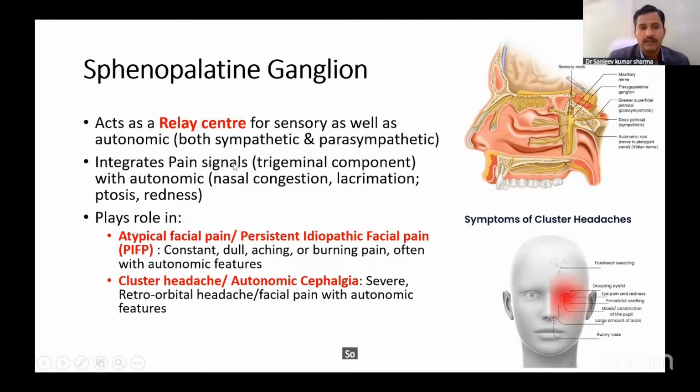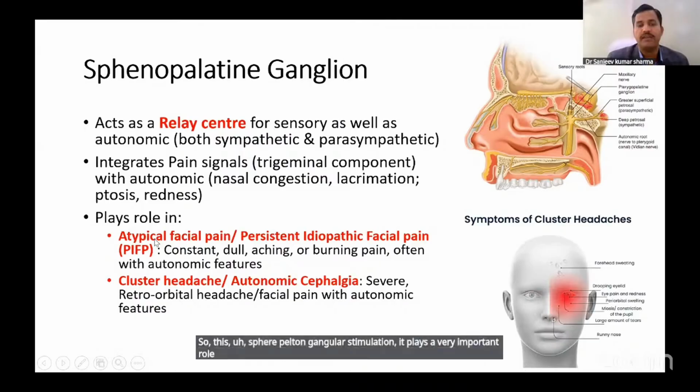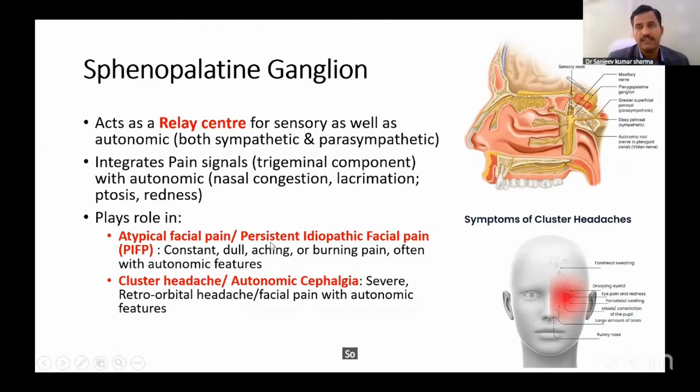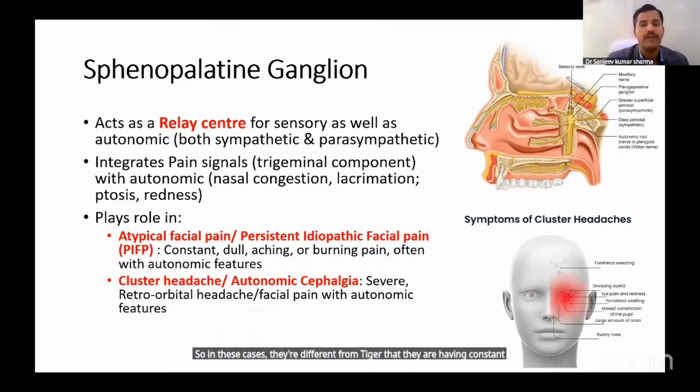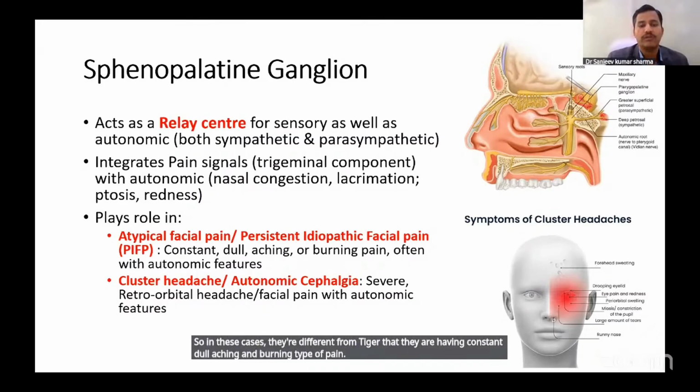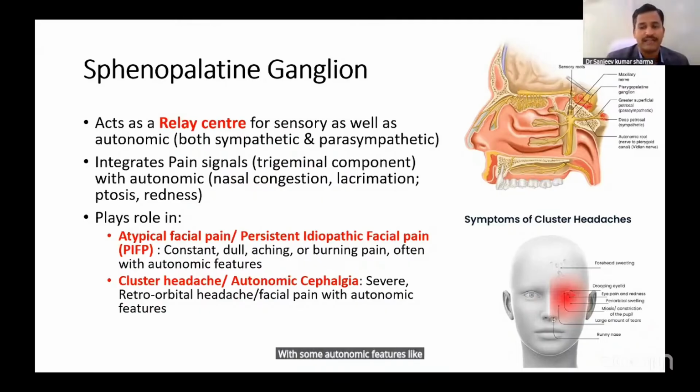So sphenopalatine ganglion stimulation plays a very important role in atypical facial pain or persistent idiopathic facial pain. These cases are different from trigeminal neuralgia in that they have constant, dull aching and burning type of pain with some autonomic features like nasal congestion, lacrimation, etc.